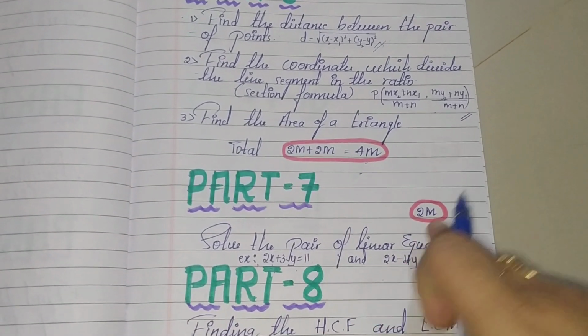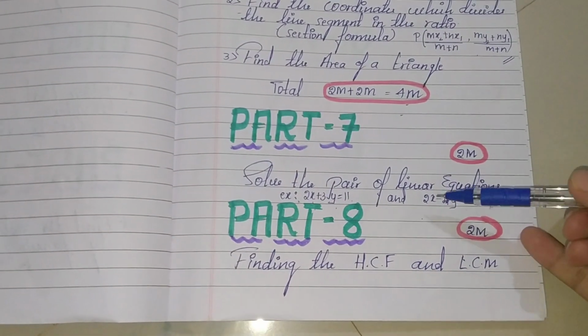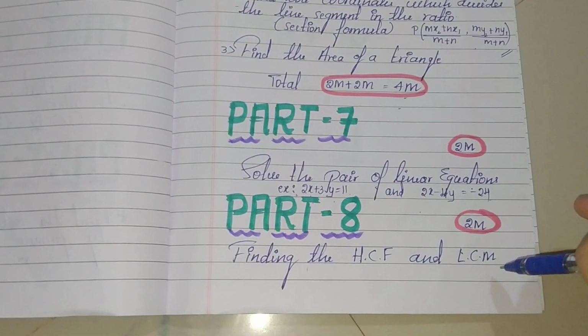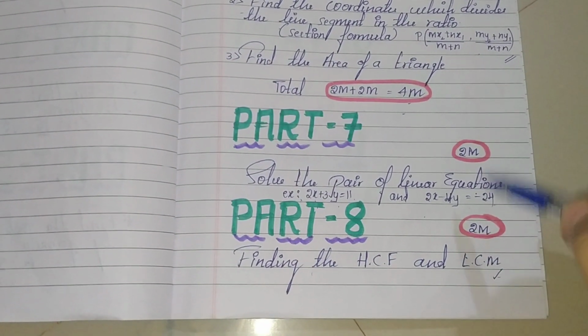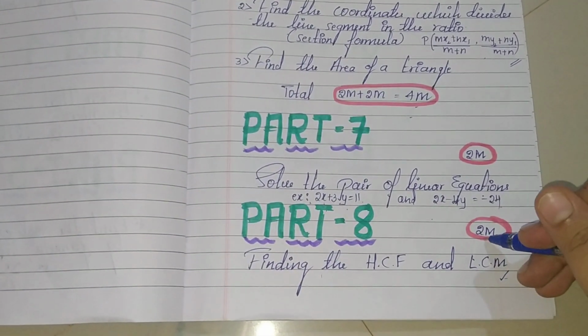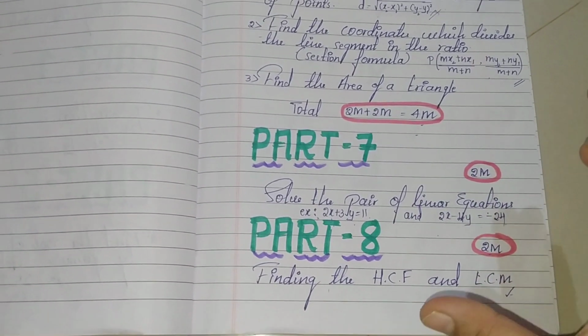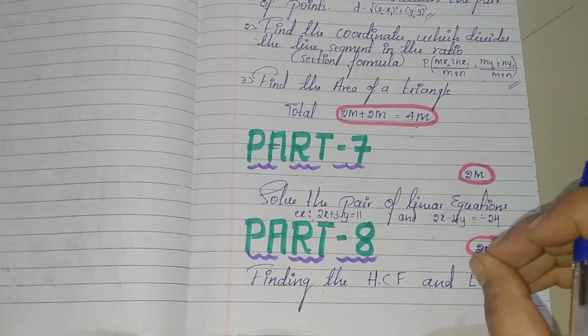Among those 3 methods you can use any method to solve the pair of linear equations. Next thing is part 8. If you work hard on part 8, you are going to get 2 marks again. This is very easy: how to find the HCF and LCM. So just concentrate on this concept.